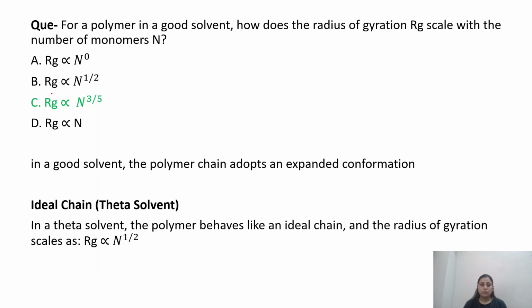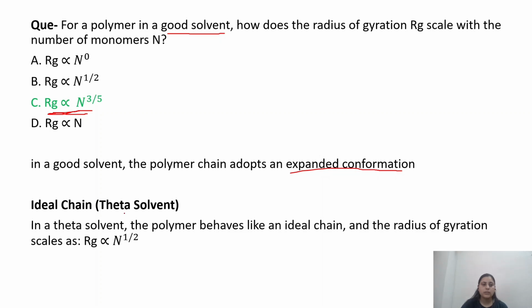Its wall dimension will be in the contracted form, and it will be entangled or folded. So option C says that in this question there is a good solvent. So what is going to happen is the polymer chain will be in the expanded conformation. So Rg will be directly proportional to n to the power 3 by 5, which is more compared to the ideal chain or the ideal solvent or the theta solvent.